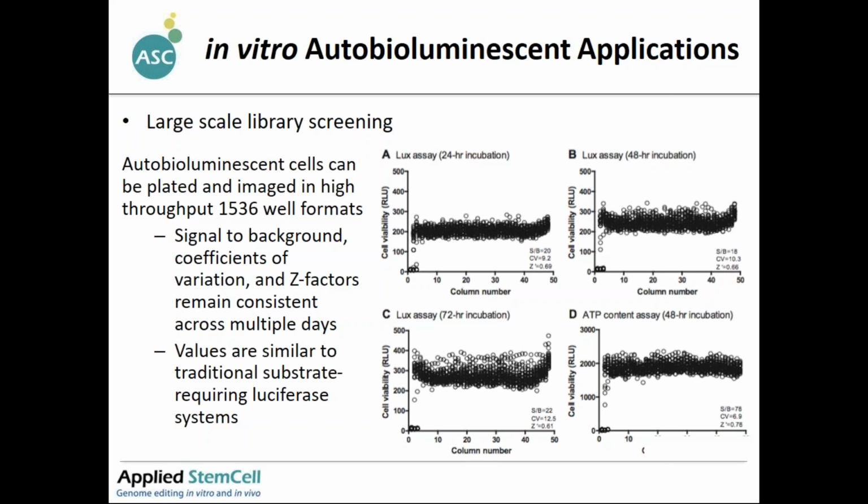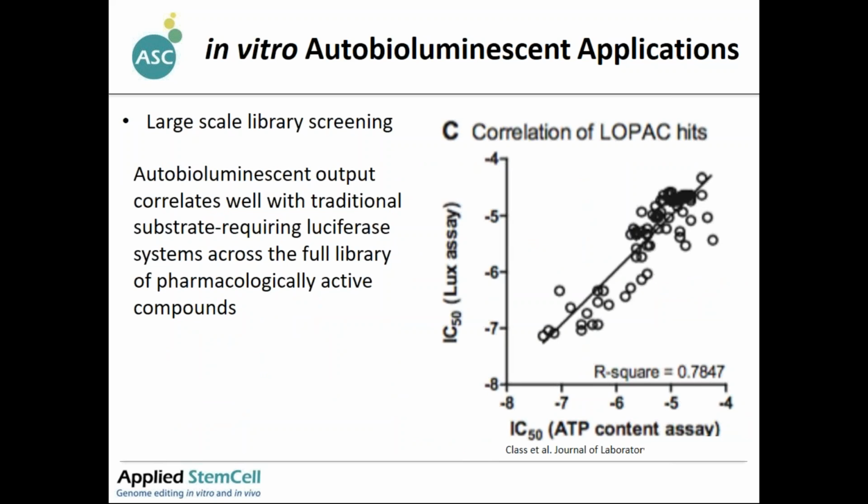So without increasing preparation work, you actually get more data if you're using autobioluminescent cells. And most importantly, the assay metrics such as signal-to-background ratios, coefficients of variation, and Z factors remain very consistent over time, and are also very comparable to traditional assays. You get similar results as well. It correlates really well with traditional assays that you're already familiar with.